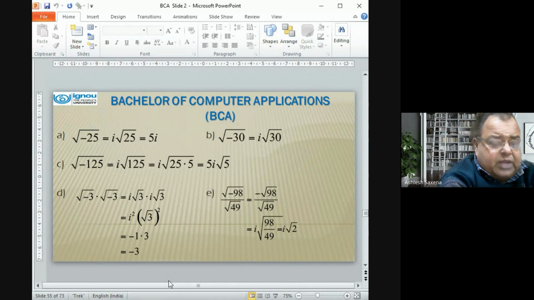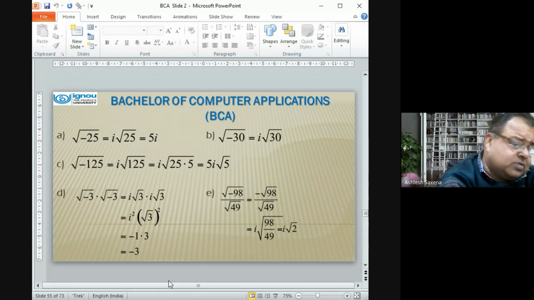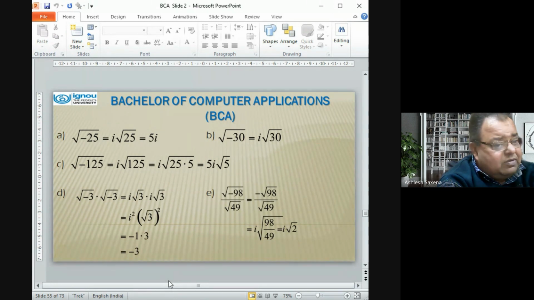Now, see to it: minus 3 under root into minus 3 under root. It will be i under root 3 for the first part and i under root 3 for the second part. Multiply them, then i squared into under root 3 squared. I squared is minus 1, and root 3 squared is 3. You will be left with minus 3.